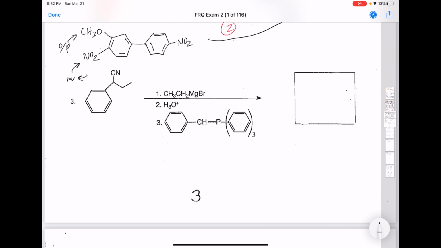For question 3, we're given a benzene ring with a substituent that has a nitrile group on it, and we're given the following sequence of reactions. So the first reactant should stand out to you right away from first semester orgo: the Grignard reagent. So since we have a Grignard reagent, let's look specifically for electrophilic groups in this, and the first one that should pop out to your eye is the nitrile group here. So right away, we know that this Grignard reagent will react with this. Let me just redraw the nitrile group so it's a little easier to visualize.